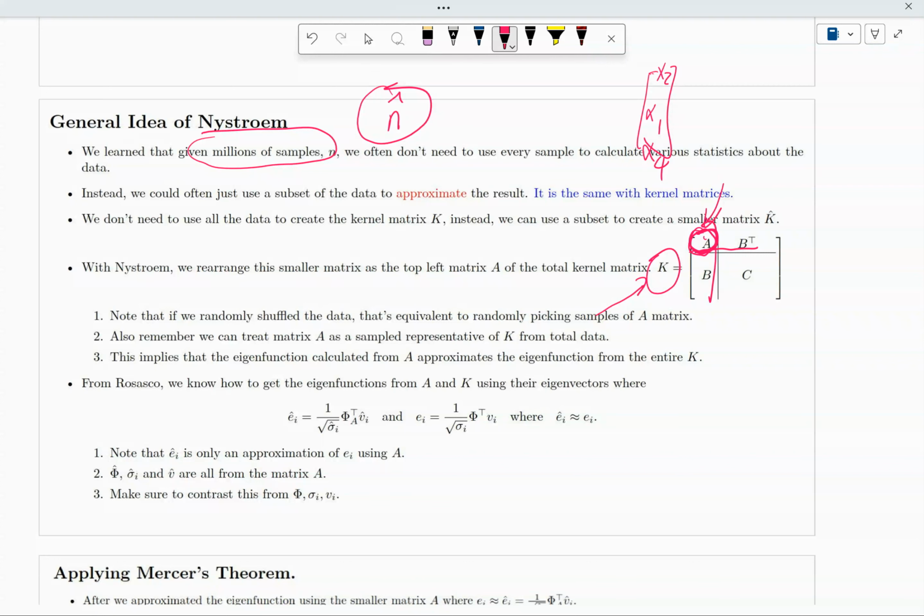Okay, so remember, if this is a representative of this, this must hold some kind of information similar to K. And the information we claim that it holds is that if you calculate the eigenfunctions using A, that would be the approximation of the eigenfunctions using K. So from Rosasco's proposition, we know how to find the eigenfunctions of A from K.